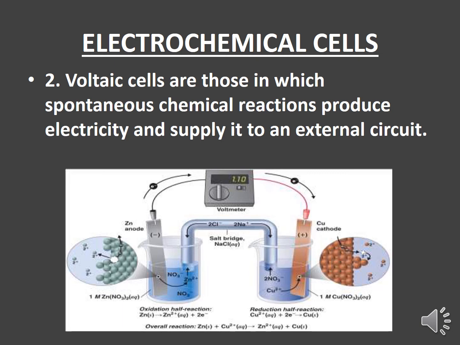The second type of electrochemical cells is the voltaic cell. These are the cells in which spontaneous chemical reactions produce electricity and supply it to an external circuit. Means in these types of cells we don't need any external energy source. Only because of the difference in the electrode potentials of anode and cathode, this reaction will start by itself, and as a result of this reaction electricity will be produced which can be used for any required purpose.